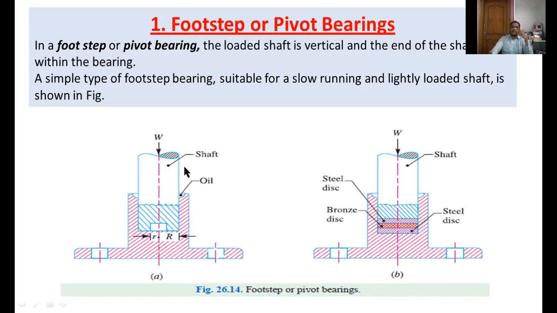In a footstep or pivot bearing the loaded shaft is vertical. This is a vertical shaft, and one end of the shaft rests within the bearing. A simple type of footstep bearing, suitable for a slow running and lightly loaded shaft, is shown in figure A. This is a simple type of footstep bearing.